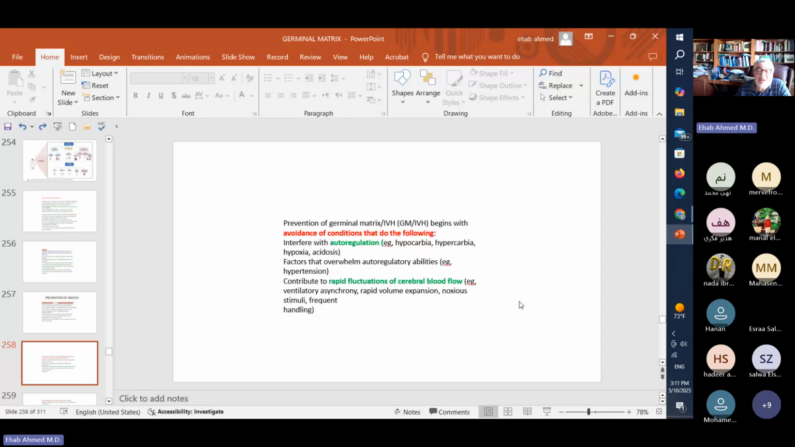Then comes next is avoidance of conditions that lead to the GM-IVH, which if we go back to the risk factors and etiology, and then you do the opposite: try to diagnose as early as possible, try to treat as early as possible, try to make the hemorrhage not to happen, and if it happens, less severe. Okay?